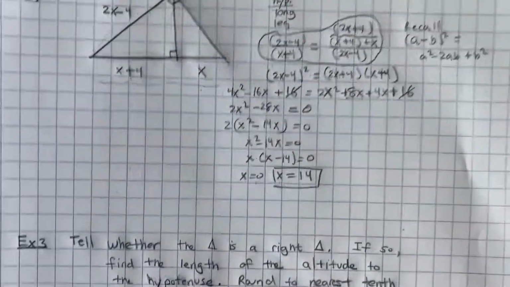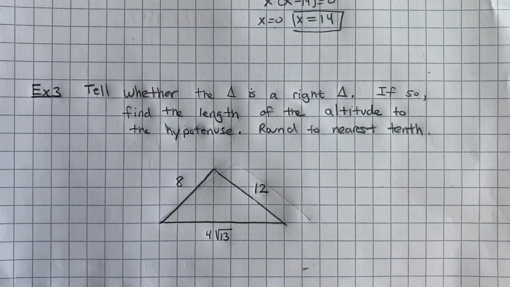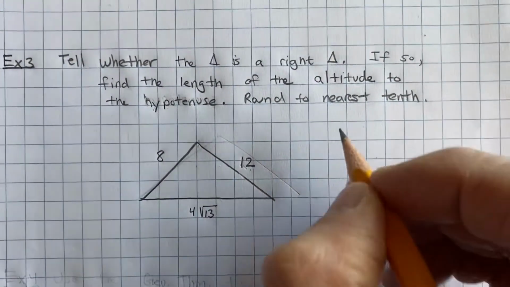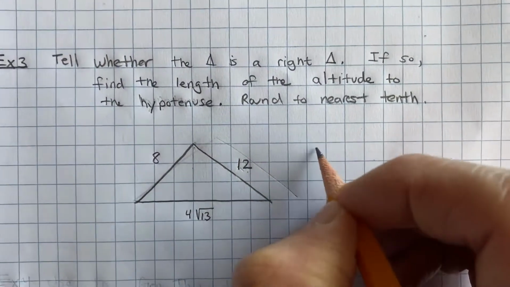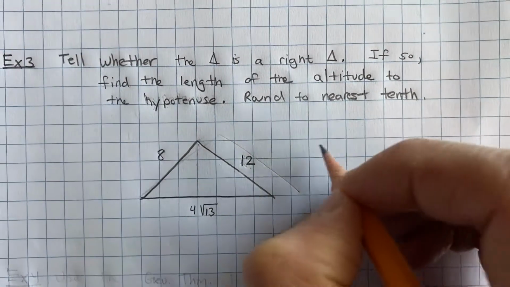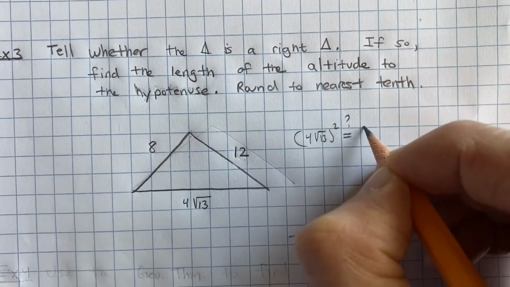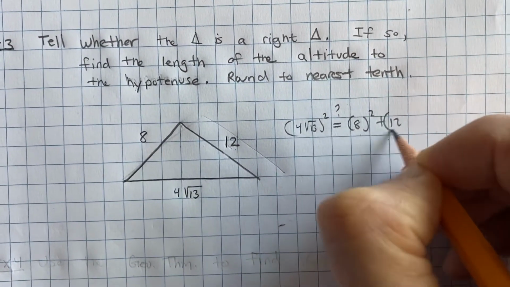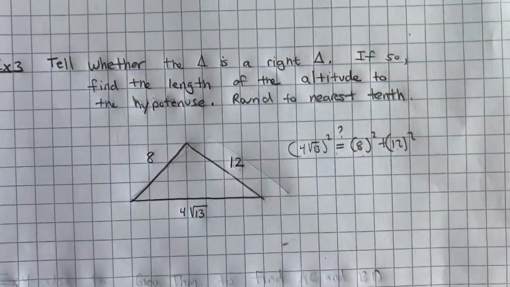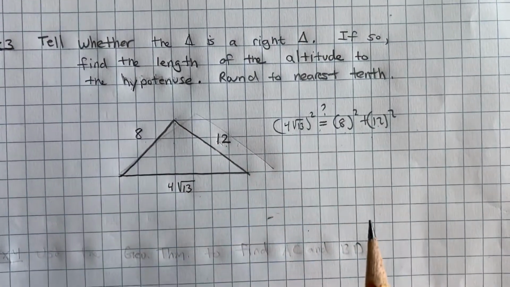Okay, so now back to example 3, right? It says, tell if the triangle is a right triangle. If so, find the length of the altitude to the hypotenuse. Okay, so as I mentioned, based on your prior knowledge, 4 root 13, if you approximate this, will probably be the longest side. You need to see if 4 root 13 squared, question mark, does it equal 8 squared plus 12 squared, right? If c squared is equal to a squared plus b squared, you know it's a right triangle. Or if the hypotenuse squared is the sum of the two legs squared, you know it's a right triangle.